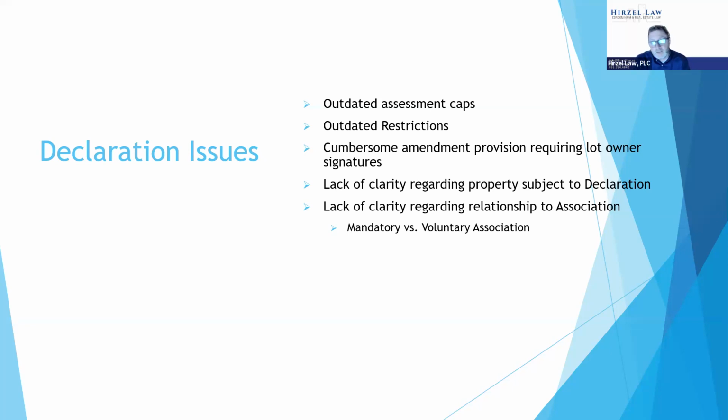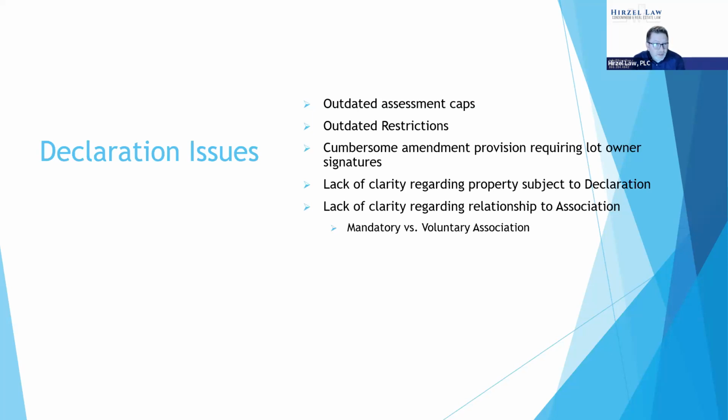And sometimes if they had a lot owner signature requirement versus voting, an amendment project, if you go through it once, you can change it to a voting requirement to make it a little more efficient and easier to change down the line. And then similar to the master deed, if there's a lack of clarity in the declaration regarding either the property that is subject to the declaration or the member's relationship to the association, oftentimes an amendment project can help clarify those issues.